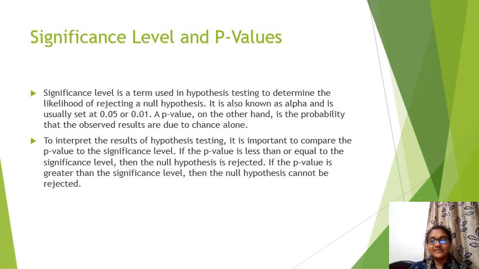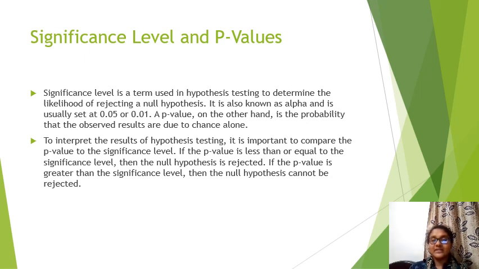Now let us see significance level and p-values. Significance level is a term used in hypothesis testing to determine the likelihood of rejecting a null hypothesis. It is also known as alpha and is usually set at 0.05 or 0.01. A p-value, on the other hand, is the probability that the observed results are due to chance alone.